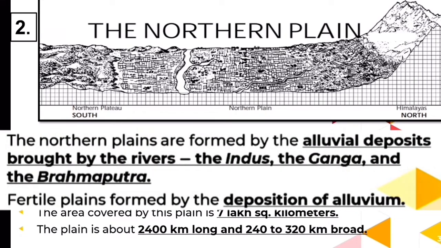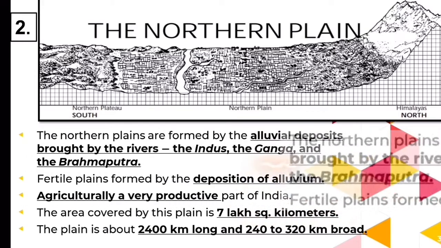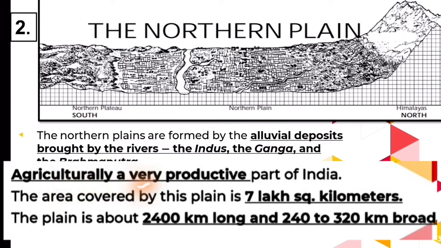It basically composes of the alluvial deposits brought by the three major rivers in India, namely the Indus, the Ganga and the Brahmaputra. This northern belt is widely composed of the deposition of alluvium, and because of which it is agriculturally the most productive part of the country.